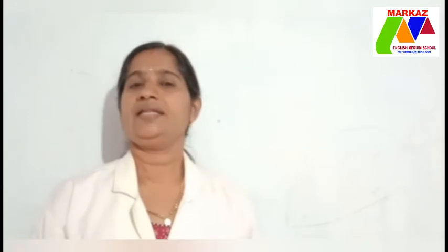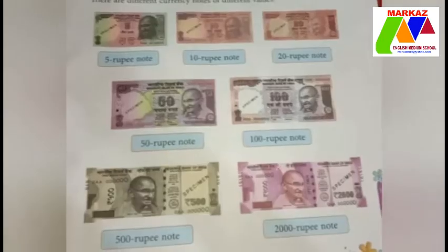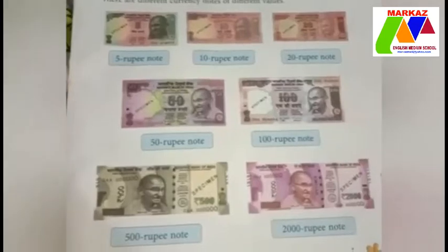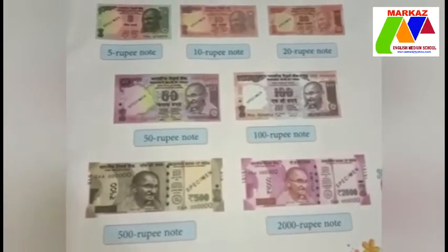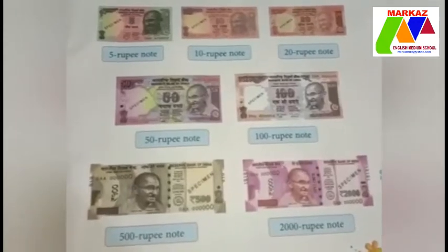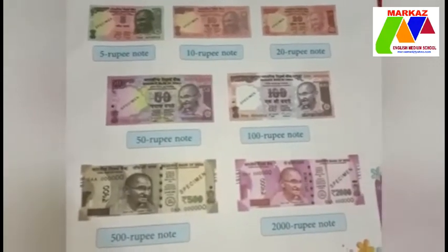We use currency notes and coins when we buy or sell something. The number on the face of the currency indicates its value. A note is paper money printed by the government on special paper. There are different currency notes of different values.